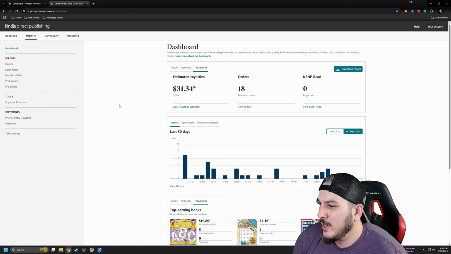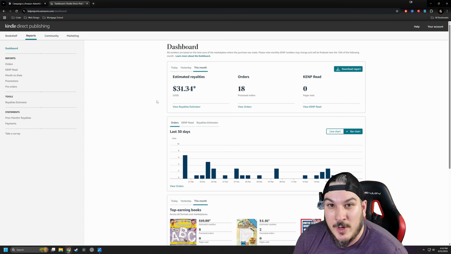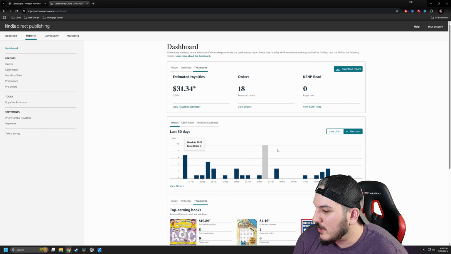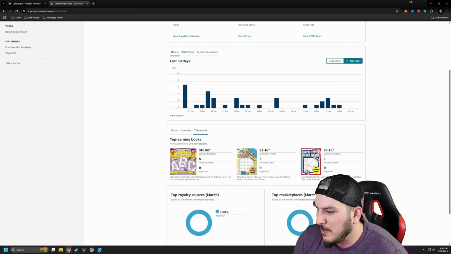So this month, I've sold 18 books so far, estimated $31.34 for the month of March. This month is March 2025. This is the sales I've done this month, 18. Not bad at all. And as you can see, my most popular books are my Little Learner's Word Search book, the alphabet one, the Bible one I have, and the United States Word Search, and the Bible Word Search. These are my most popular books I've sold.